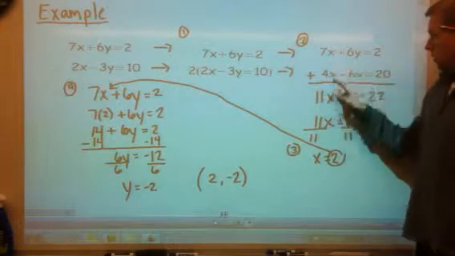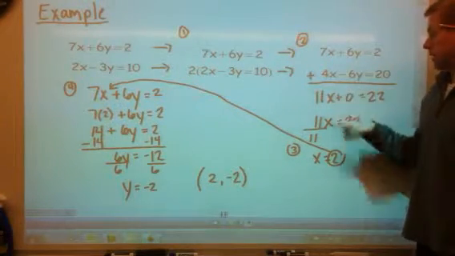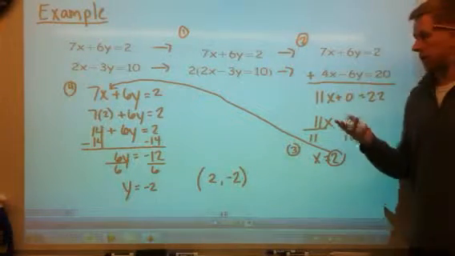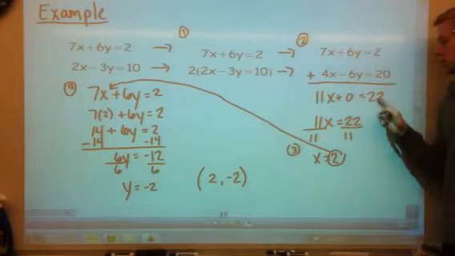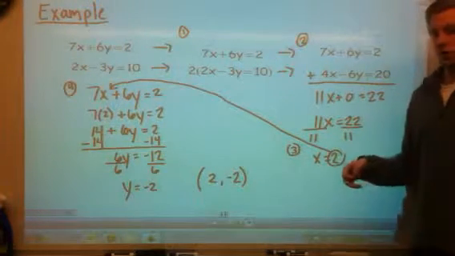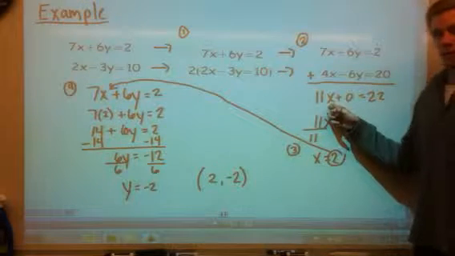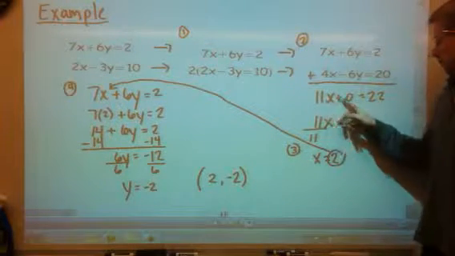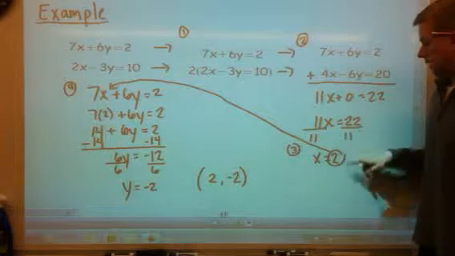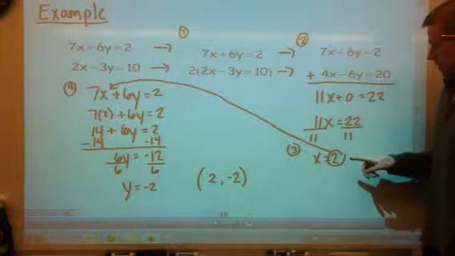So I add, going straight down, 7x plus 4x is 11x. 6y plus negative 6y is 0y, so I just write 0. And then 2 plus 20 is 22. Then this brings me to step 3, which is solve for the remaining variable. My remaining variable is x, so I'm going to rewrite this 11x equal to 22. Divide by 11 here. So 22 divided by 11 is 2.